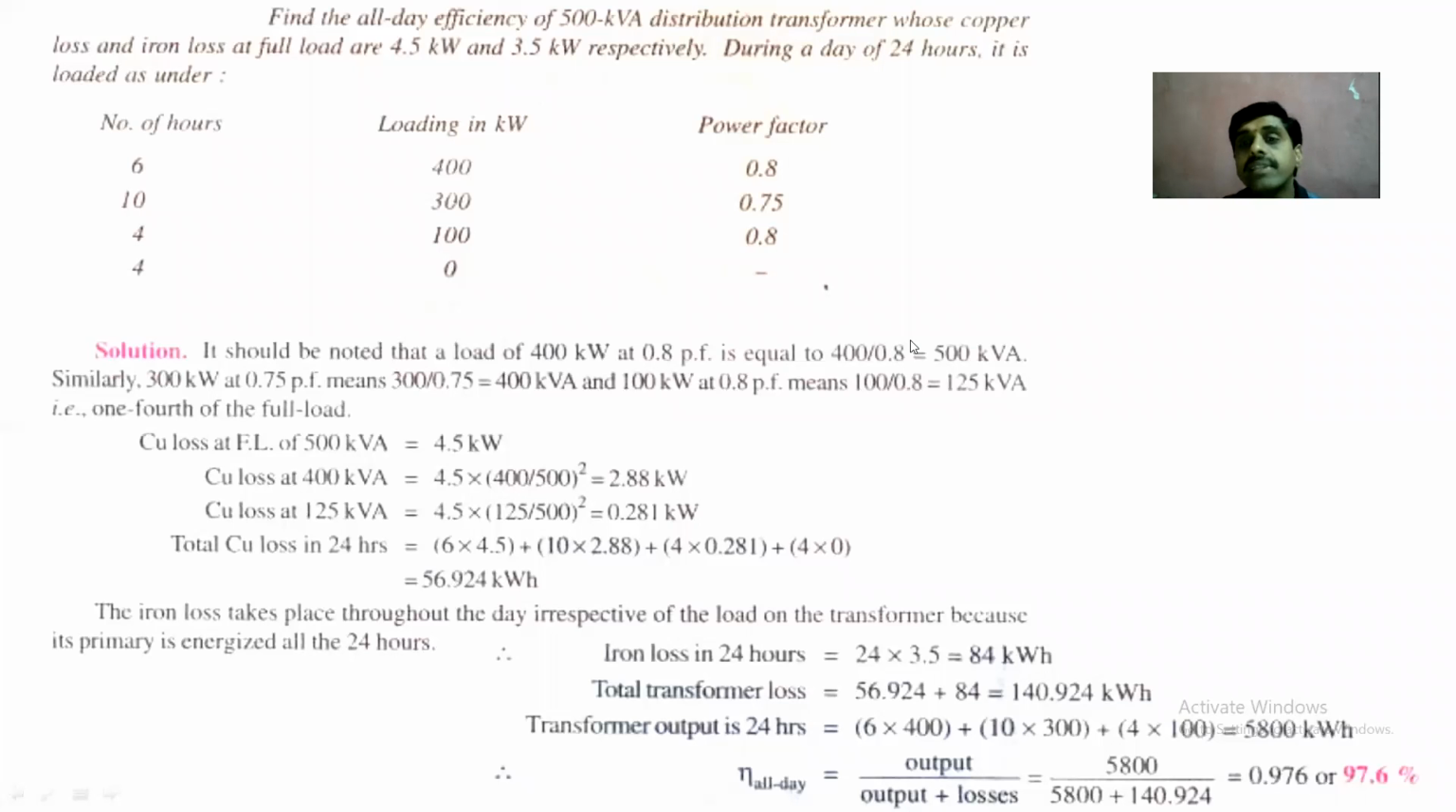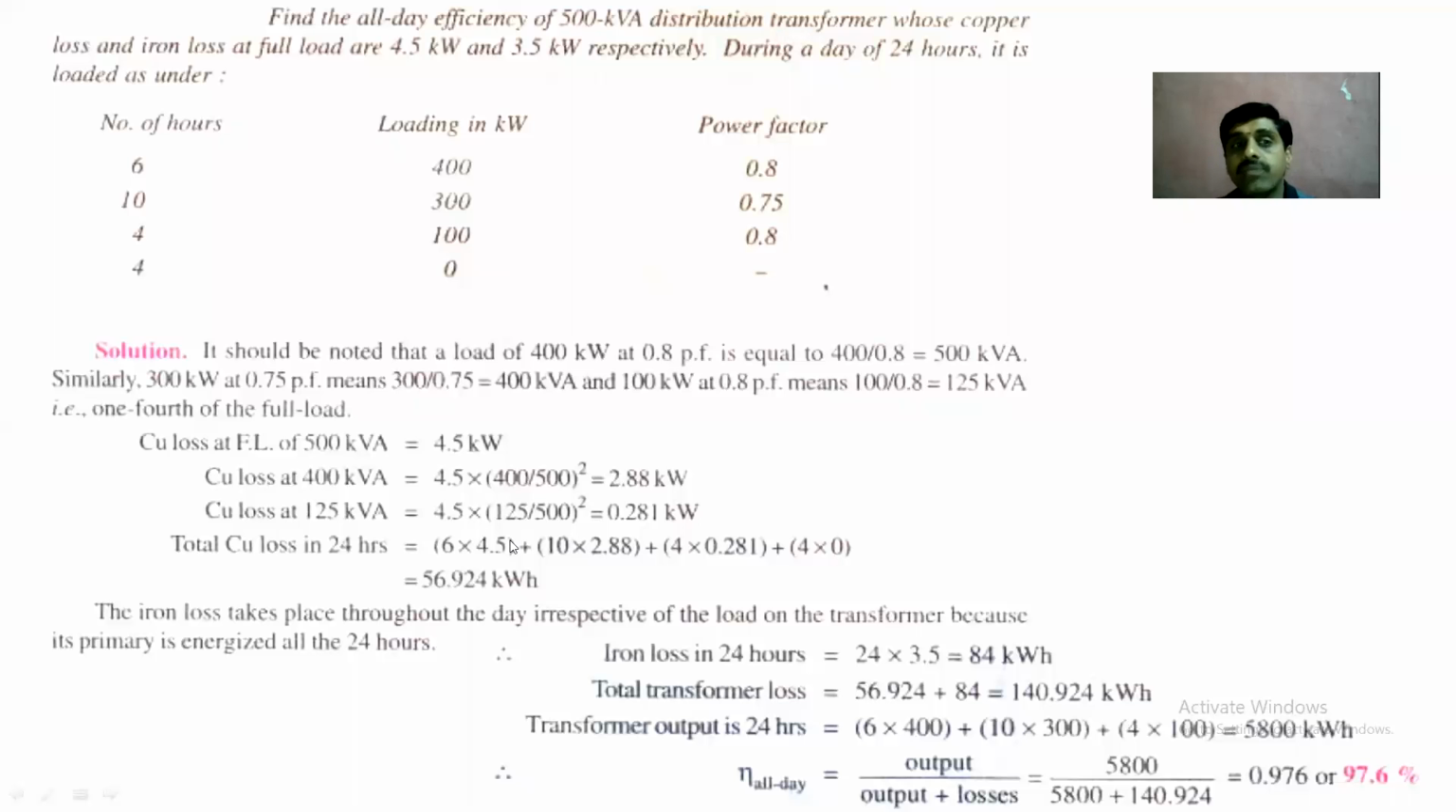So this is the way you can get the kVA values, kilowatt by power factor. Copper loss at full load: first you calculate 4.5 kilowatt copper loss for 500 kVA. They have given full load copper loss 4.5 kilowatt. So you have to calculate the copper loss at 400 kVA. What is that? 4.5 into (400 by 500) whole square, because x square, x means either from the current point of view or the kVA point of view you can write. The (400 by 500) whole square is x square into 4.5. Like that, copper loss at 125 is (125 by 500) whole square into 4.5.